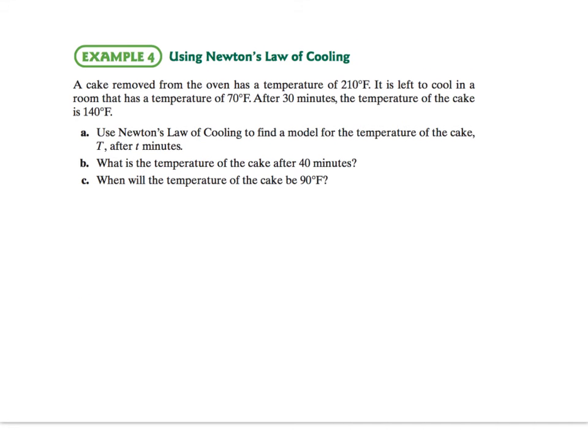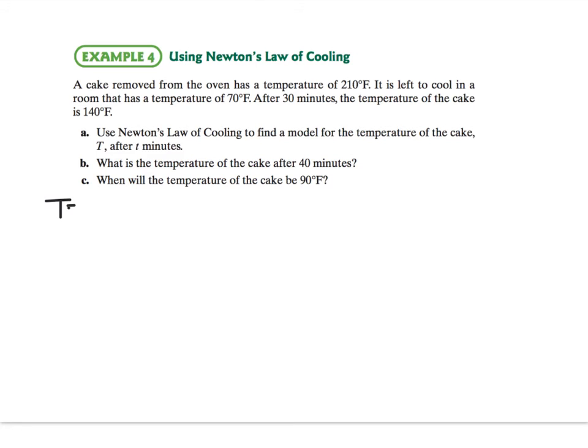So here we want to look at a cake that is removed from the oven at a temperature of 210 degrees. It's left to cool in a room that has a temperature of 70 degrees. After 30 minutes, the temperature of the cake is 140. Part A asks, use Newton's law of cooling to find a model for the temperature of the cake, T, after lowercase t minutes. So let's start with the model.